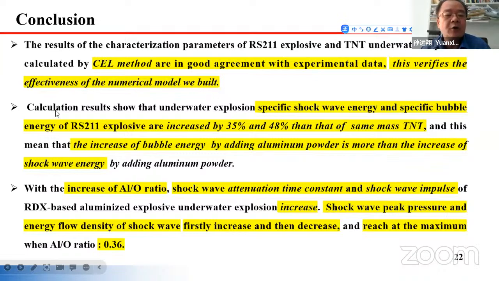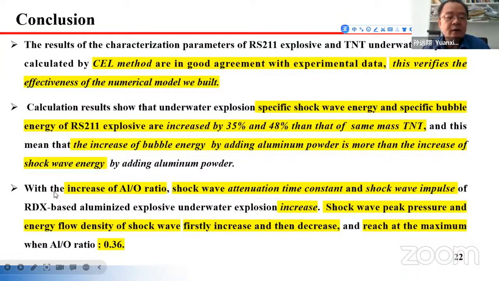The calculation results show that in the underwater explosion, the specific shock wave energy and the specific bubble energy of RS-211 are increased by 35% and 48%, respectively, compared with TNT. This means that the increase of the bubble energy by adding aluminum powder is more than the increase of the shock wave energy by adding aluminum powder.